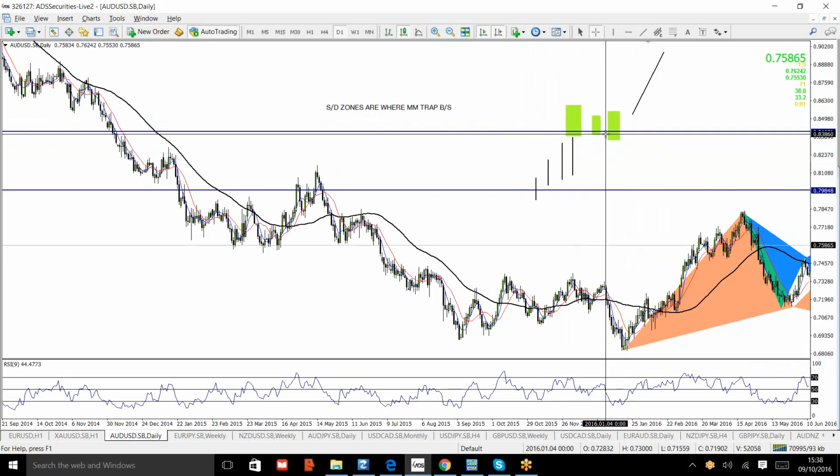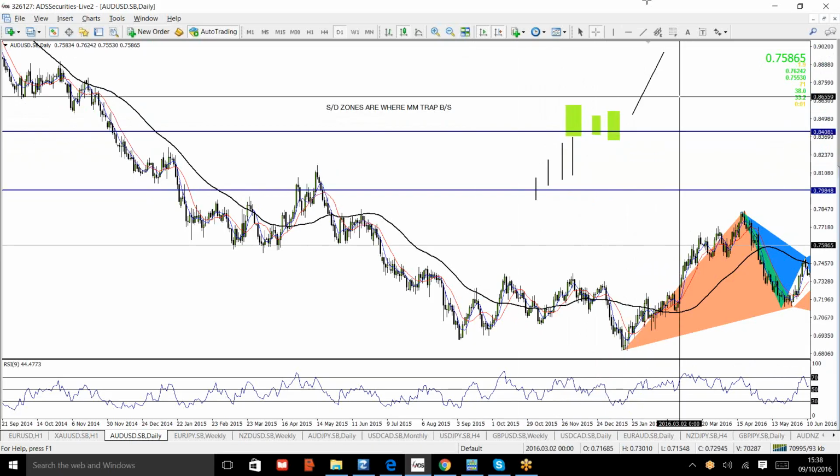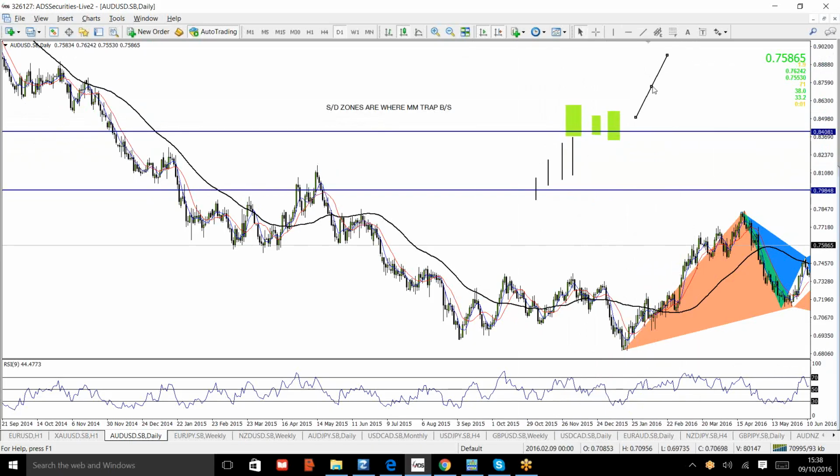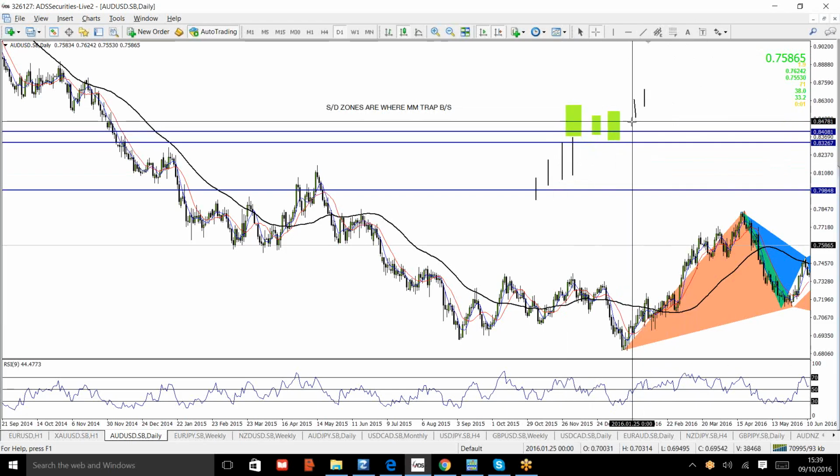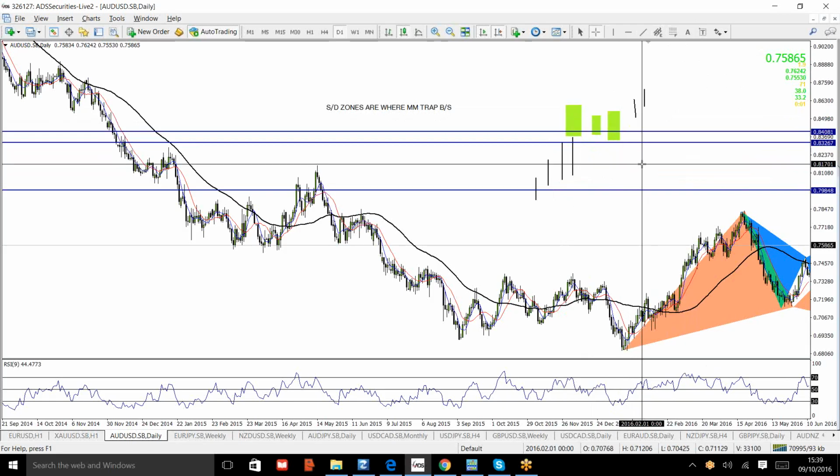Do you understand, guys? Now, what will institutions do? They will take the price up, attracting more orders, right? So all the retail sellers and buyers, the participants, will have their stop loss around this area. You understand? They have their stop loss around this area, and they have their buy orders there because they think the market is going up. Understand? Good.